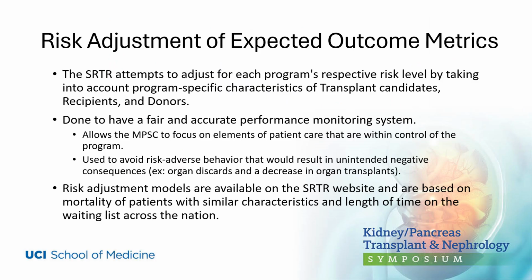To calculate expected values for each transplant program, the SRTR attempts to adjust for each program's respective risk level by taking into account program-specific characteristics of transplant candidates, recipients, and donors. This is done in order to have a fair and accurate performance monitoring system. It allows the MPSC to focus on elements of patient care that are within control of the program, and it's also used to avoid risk-averse behavior that would result in unintended negative consequences, such as organ discards or a decrease in organ transplants. The risk adjustment models are quite extensive, and they are available on the SRTR website, and they're based on the mortality of patients with similar characteristics and length of time on the wait list across the nation.